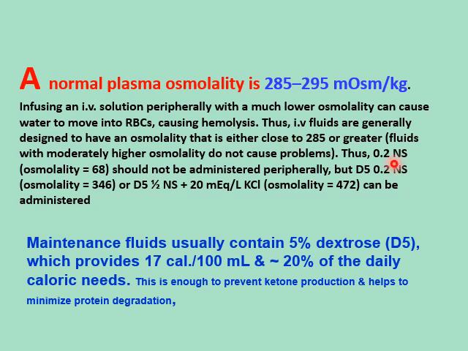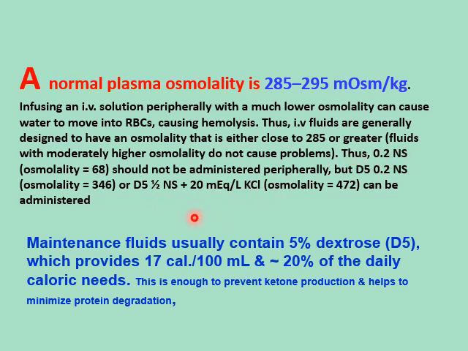Thus, 0.2 or one-third glucose saline, osmolality 68, shouldn't be administered peripherally, but with the glucose, osmolality will be 346, so this is safe. So dextrose 5% plus half saline plus 20 milliequivalents per liter KCl, osmolality 472, can be administered more safely than this one.